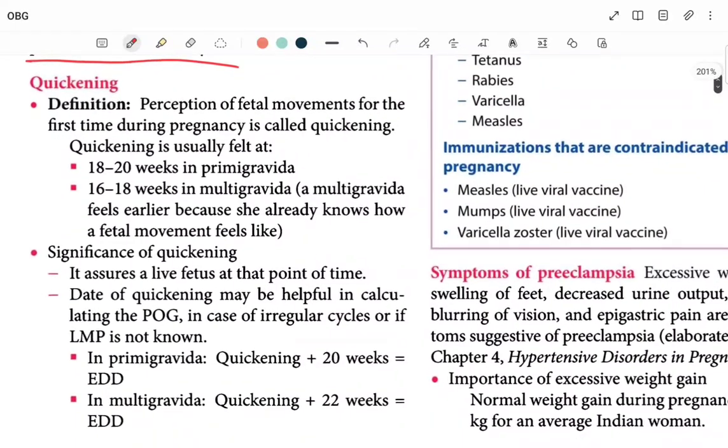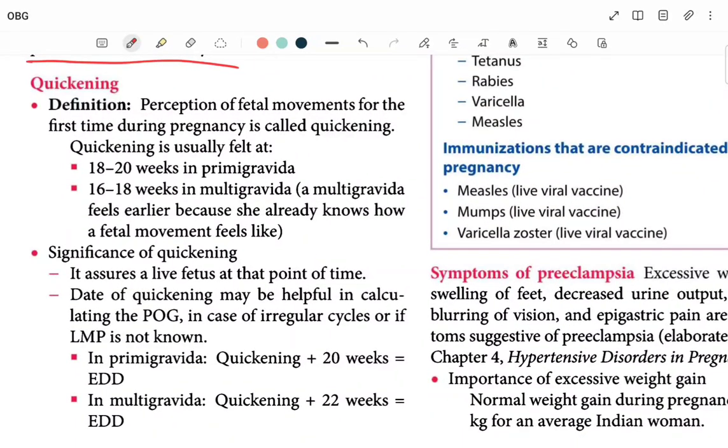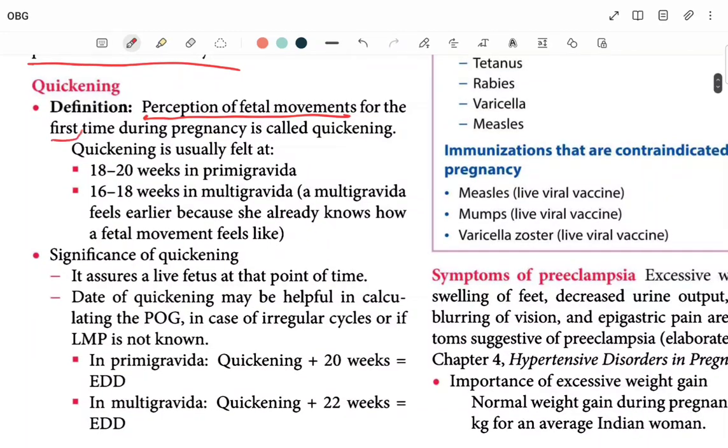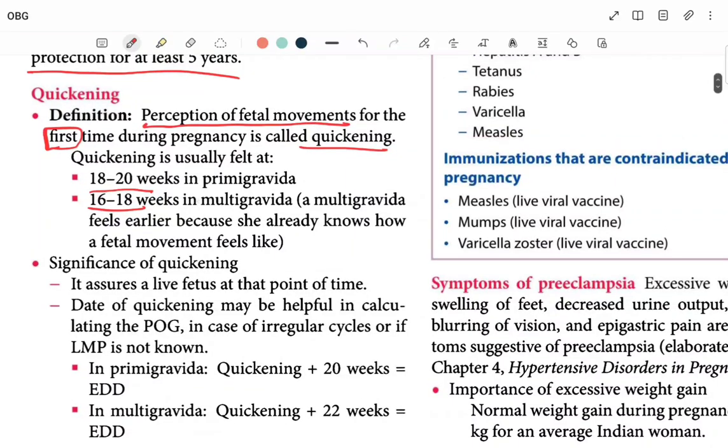Now next, moving on to quickening. So what is the definition of quickening? Perception of fetal movements for the first time during pregnancy. Quickening is usually felt at 18 to 20 weeks in primigravida and 16 to 18 weeks in multigravida. That is, in multigravida the quickening is felt earlier, because she already knows how a fetal movement feels.